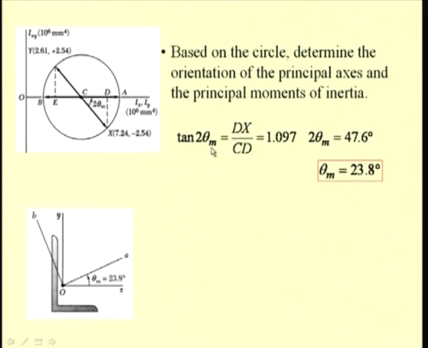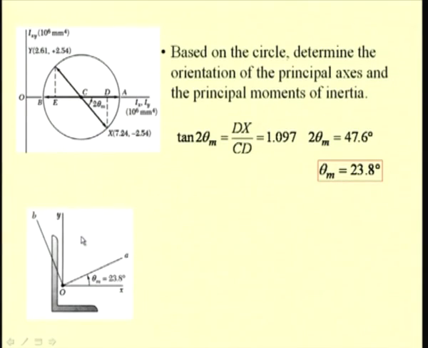So, tan 2 theta m is nothing but DX divided by CD. We have just now computed these values. From this we get 2 theta m as 47.6 degrees and theta m as 23.8 degrees. So, this axis OA is rotated by 23.8 degrees in the counterclockwise direction, and this axis OB is at 23.8 degrees plus 90 degrees. So, these two axes correspond to the principal moments of inertia of the given area.